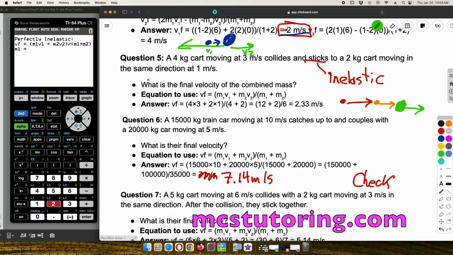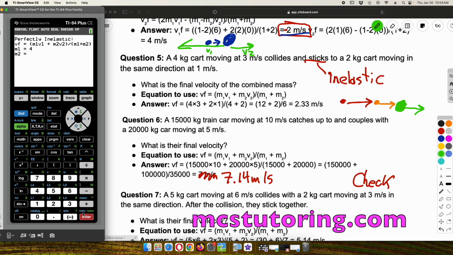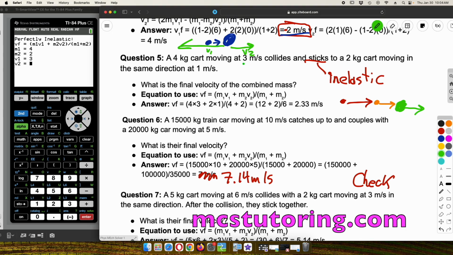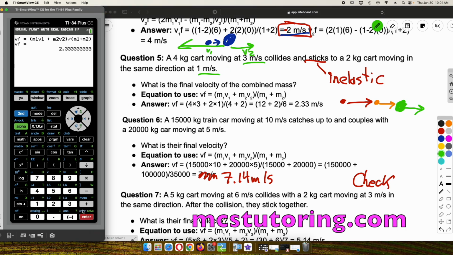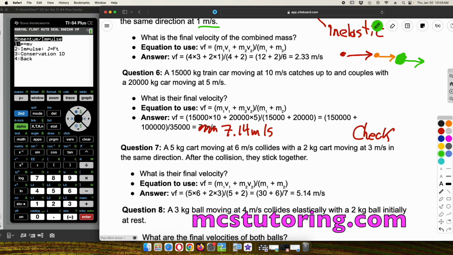So let's say mass 1 is 4 kg, and then mass 2 is 2 kg, and then V1 is 3, and then, oh, it's moving in the same direction. If it were moving in a different direction, it would have a different sign. So if this is positive, that would have been negative, but they're moving in the same direction, so they're both positive. Okay, so VF is 2.33 repeating meters per second. Okay, fantastic. My goodness, we're making progress. We're on question 6, I think, of 8 questions here.